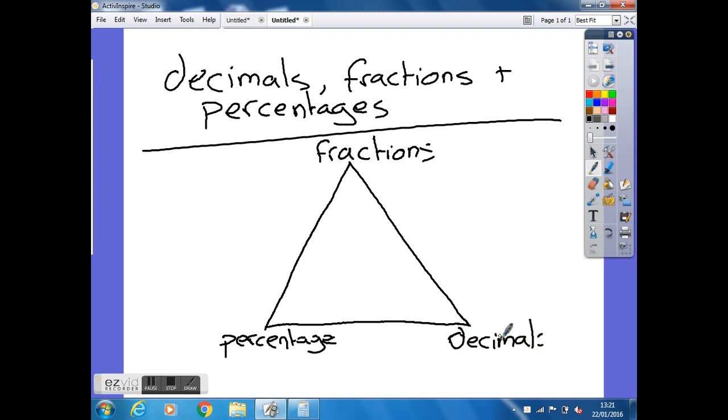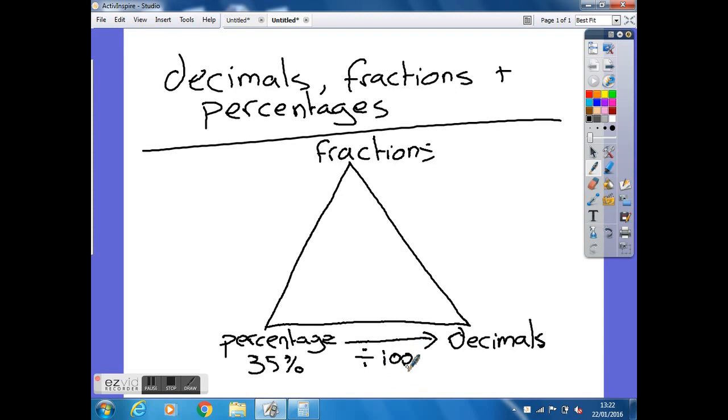Now for this example we're going to start with a percentage and convert that into a decimal and a fraction as we go. So we'll start with a fairly easy percentage. We'll start with 35%. Now, to be able to convert this into a decimal, let's go this way along the triangle. All we have to do is divide our percentage by 100.